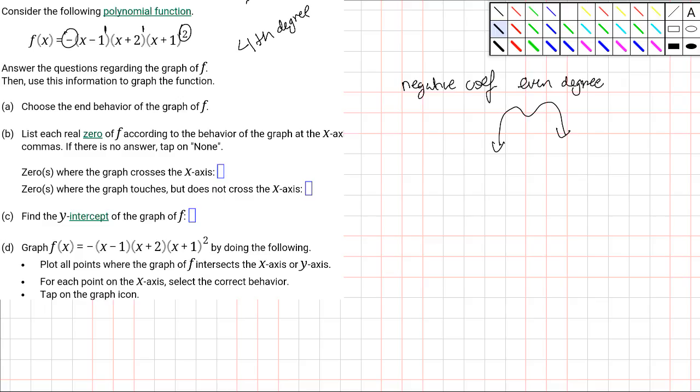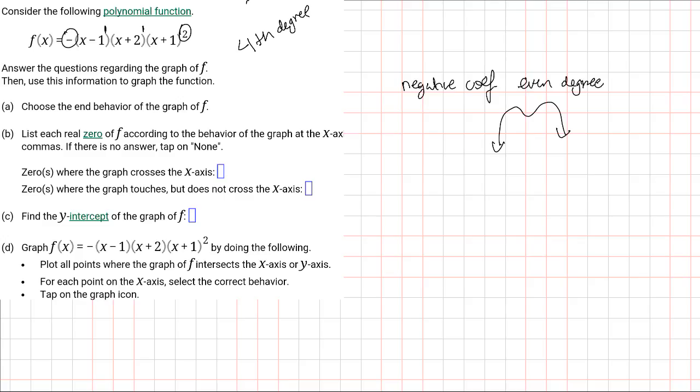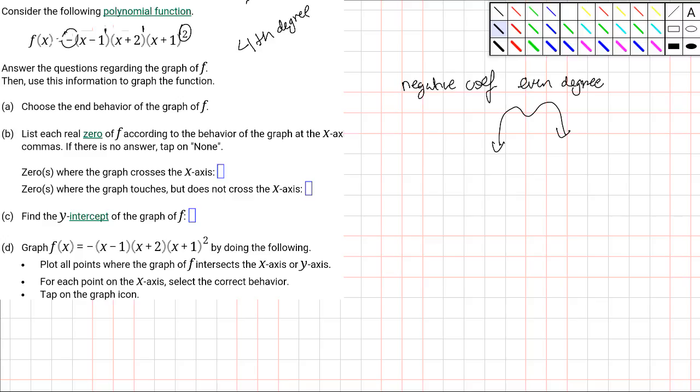Now we want to look at all the real zeros. When we look at the real zeros, we have to look right here. The real zeros are x equals 1, x equals negative 2, and x equals negative 1. So for the second part, we said the zeros with a graph. All the zeros are 1, negative 2, negative 1.